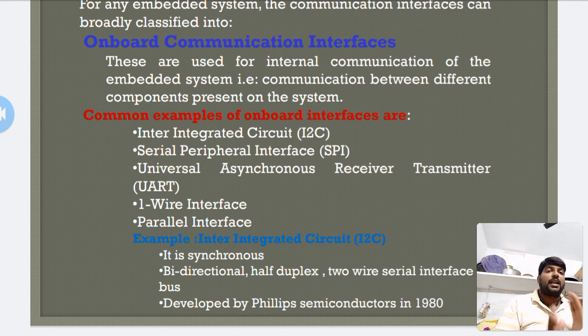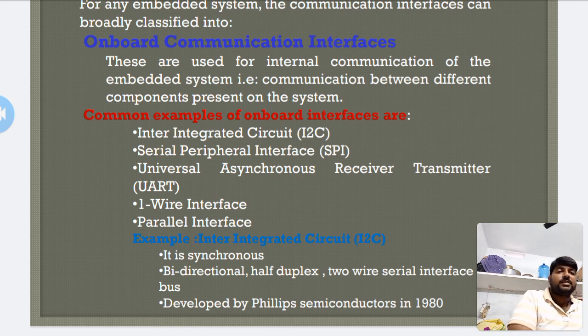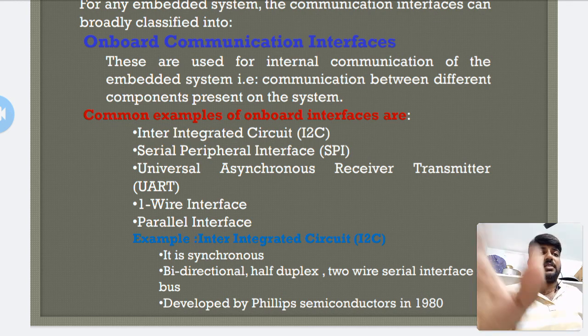So the internal onboard communication interfaces are the I2C bus, the serial peripheral interface, the universal synchronous and asynchronous receiver transmitter, the one wire interface, and the parallel interface. These are the techniques used in embedded systems onboard communications. Thank you.